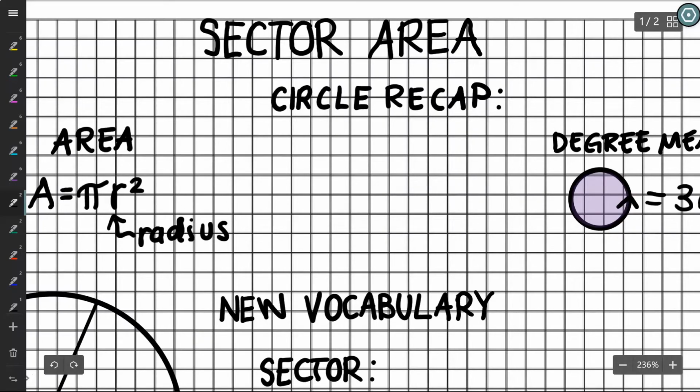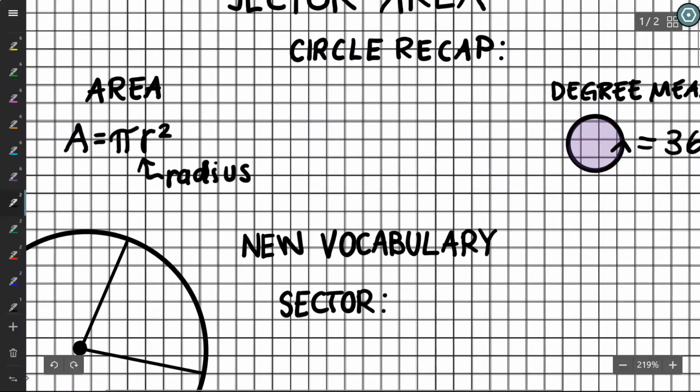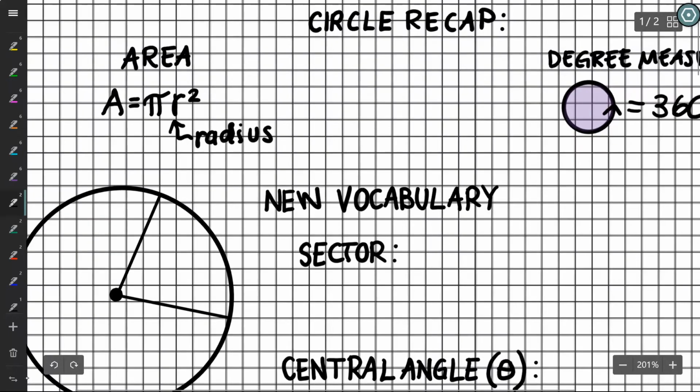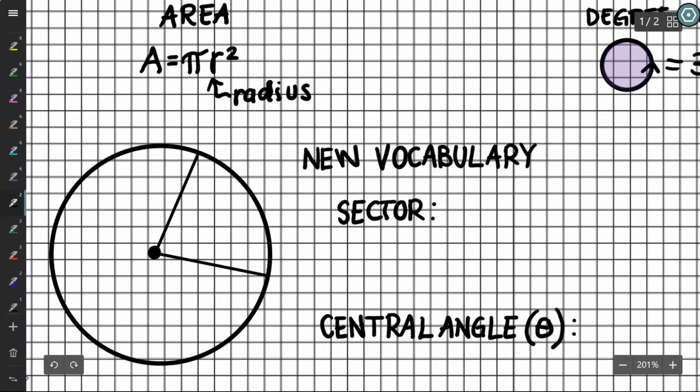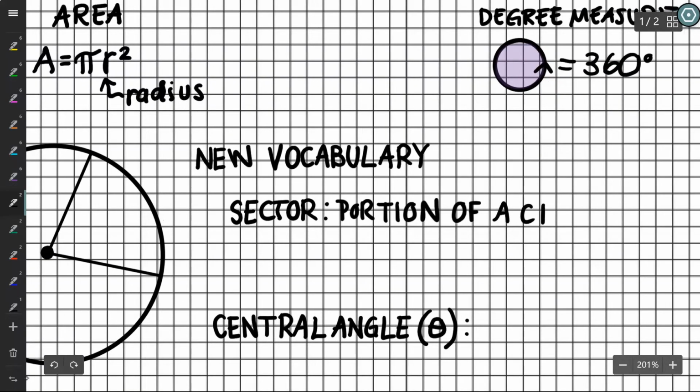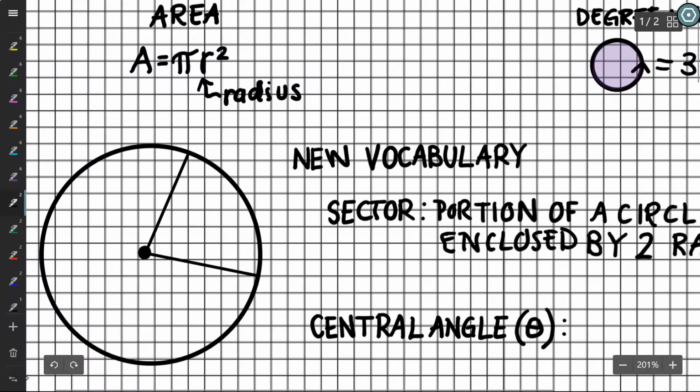All right, now that we got that out of the way, we're going to talk about our new vocabulary. So the first thing we want to talk about is what exactly a sector is. So a sector is a portion of a circle that is enclosed by two radii, and radii is just the plural of radius. So we have two radii that enclose a portion of a circle.